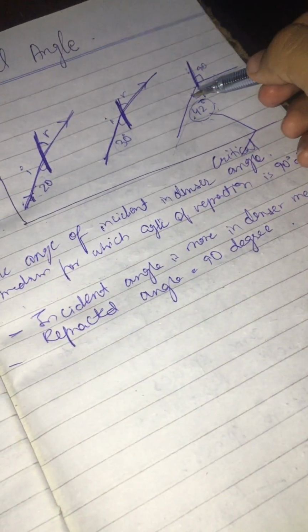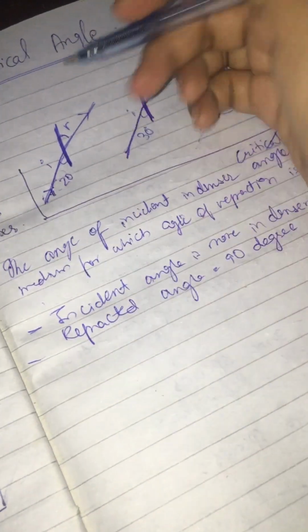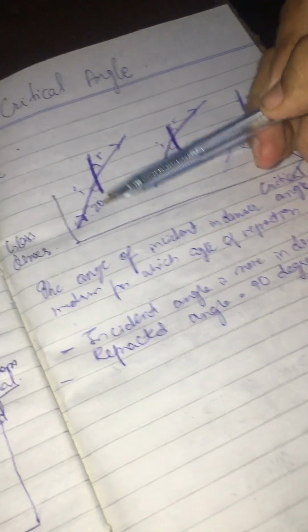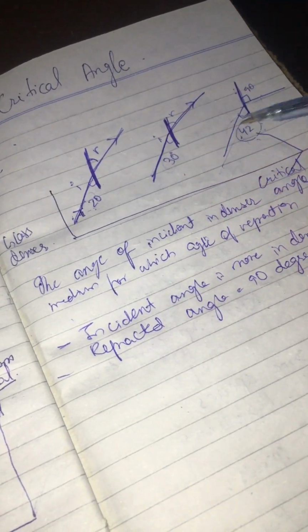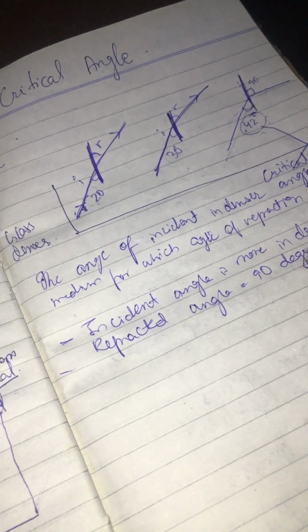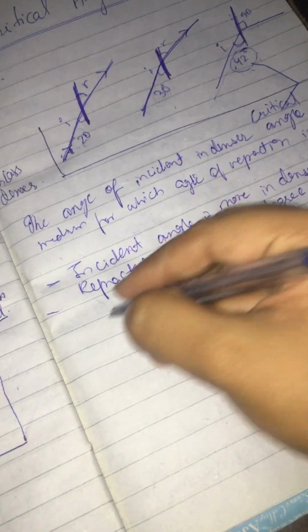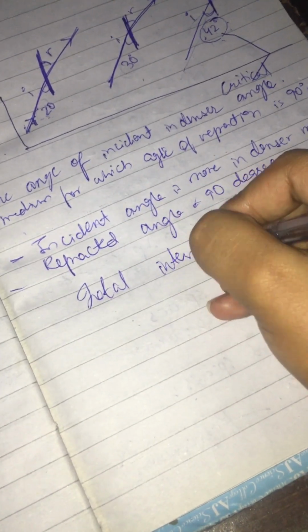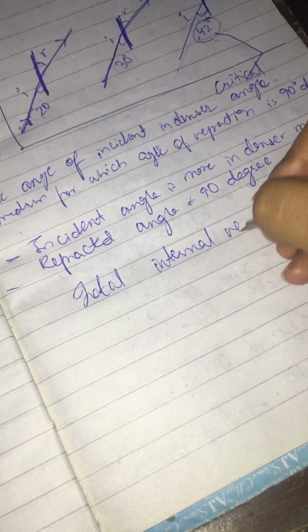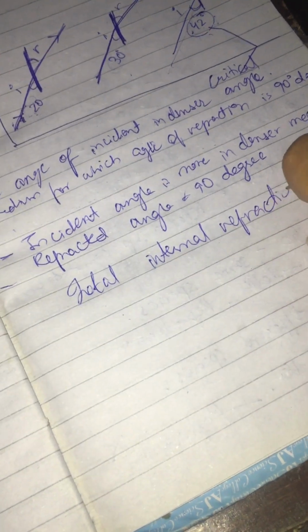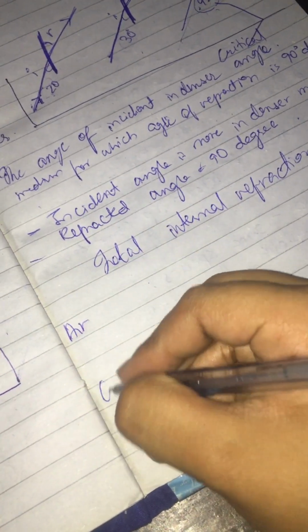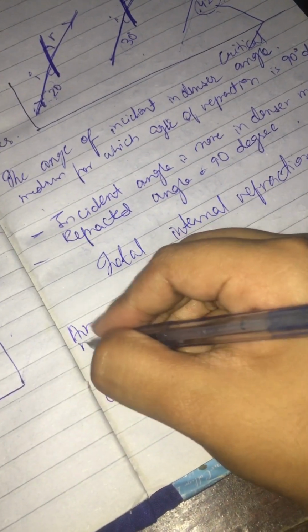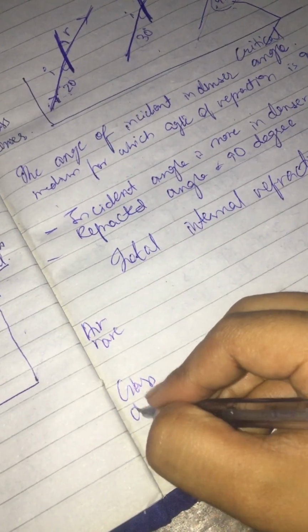How? As we know, here is the denser medium and above it is the air medium. So in the denser medium, the higher degree is 42, so this means the denser incident. Now we need to know what is total internal reflection. So again we are taking an example of air and glass. Air is a rare medium and glass is a denser medium.